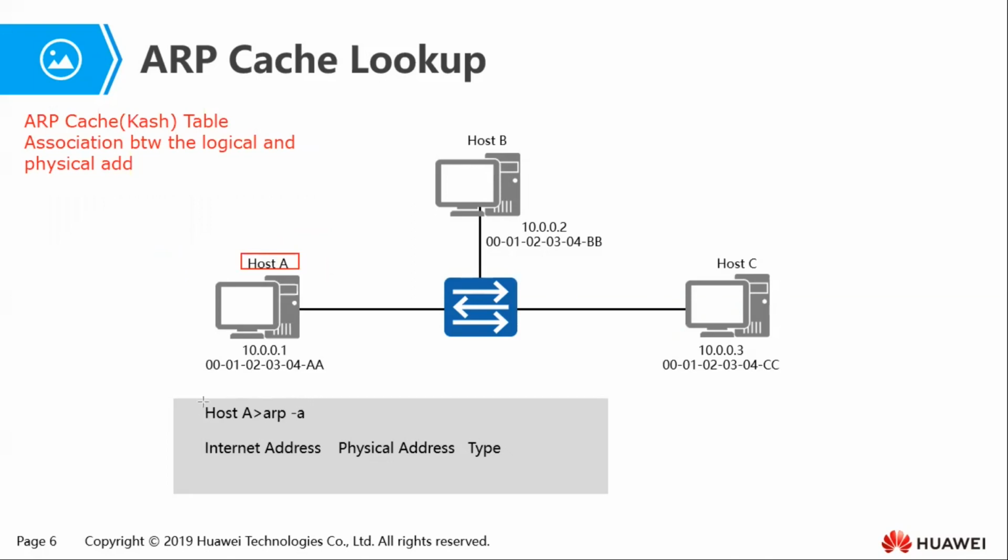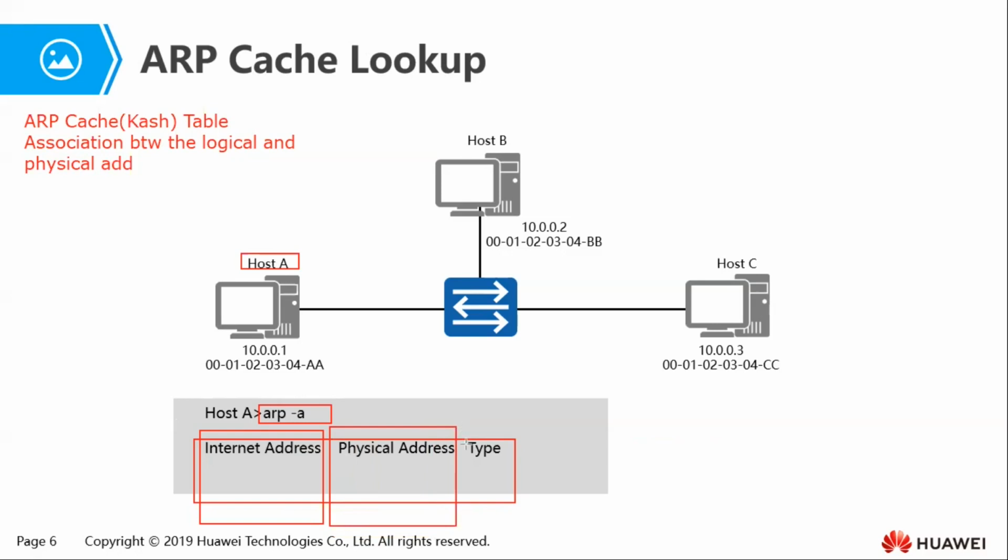The command in command prompt to reveal the values of an ARP cache table is arp, then space, then hyphen, then a. So these are the columns for an ARP cache table. The first one is the internet address, then the second column is the physical address, which is the MAC address, then the type. How did we learn this MAC address? We can learn the MAC address dynamically when we are using ARP, but you can also configure it manually.